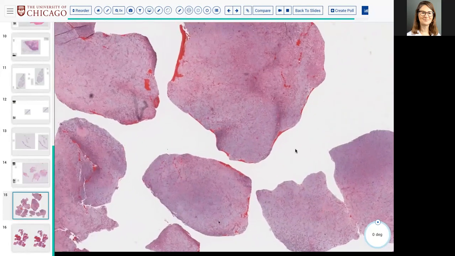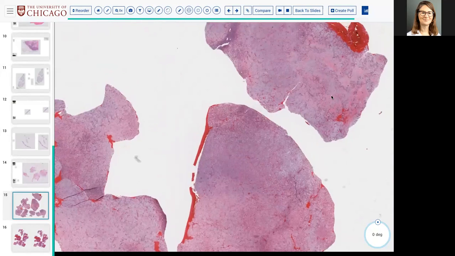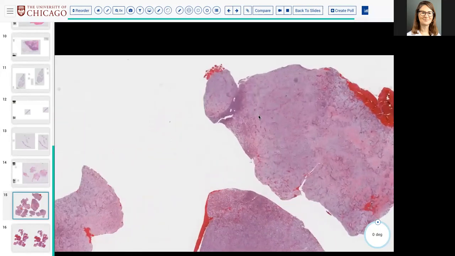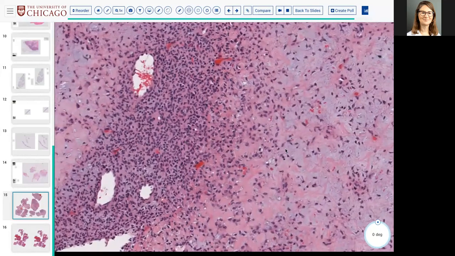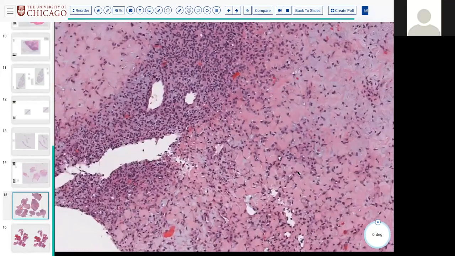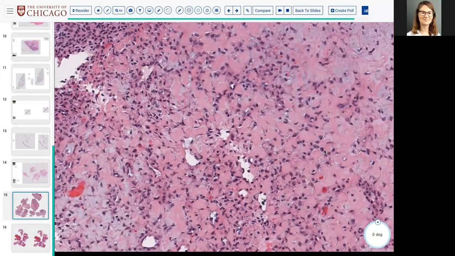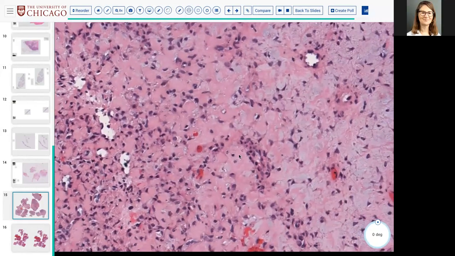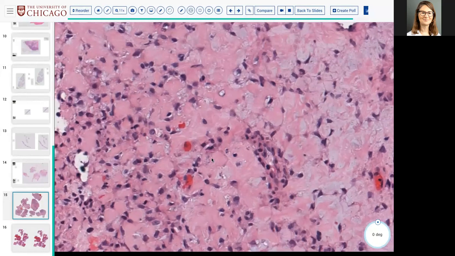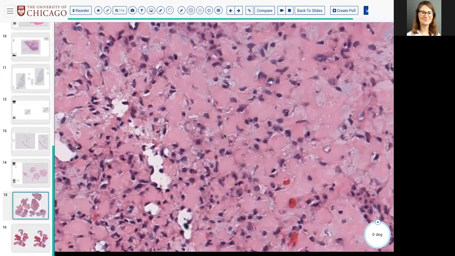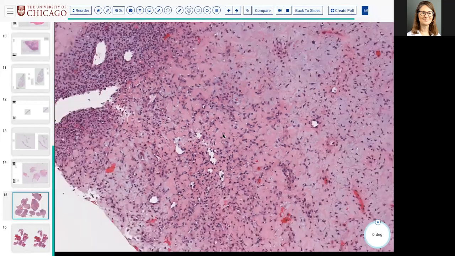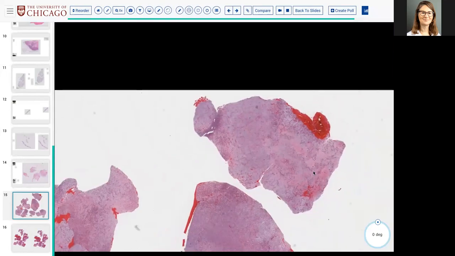Ossifying fibromyxoma. All right. Have you seen bone? Yeah, no. Okay. There is this pink stuff in the background, but I think it's more collagenous. It's sort of globular and cracked, rather than fine and dense like osteoid. So I think that's collagen rather than bone.